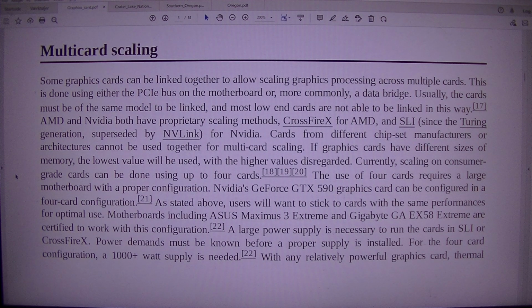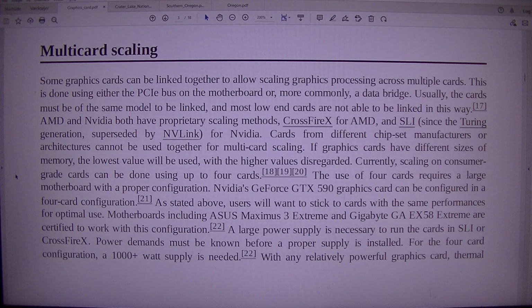A large power supply is necessary to run the cards in SLI or Crossfire. Power demands must be known before a proper supply is installed. For the 4-card configuration, a 1000-plus watt supply is needed.